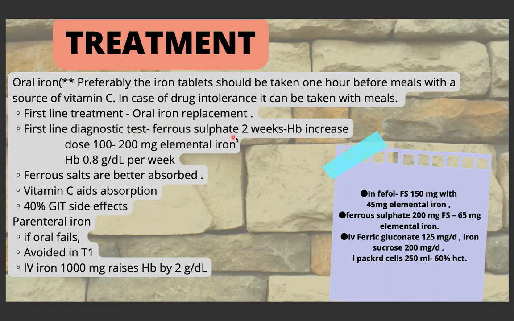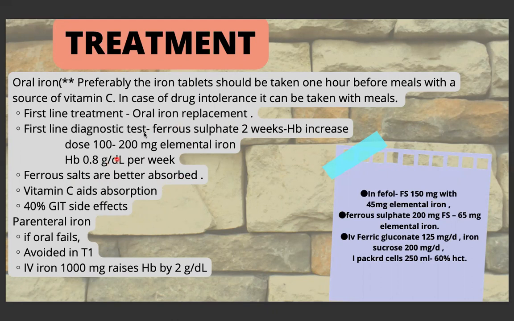which is ferrous sulfate. And if you give ferrous sulfate within 2 weeks, there will be an increase in hemoglobin of around 0.8 gram per week. That's why we will measure it after 4 weeks. There will be a response to the iron tablet, and the results are better observed. Vitamin C helps in absorption as we mentioned, but the problem is GIT side effect.